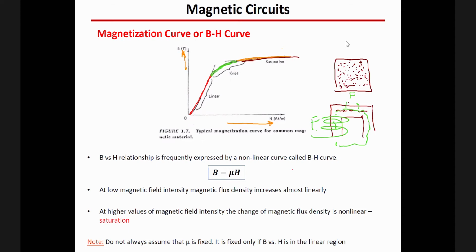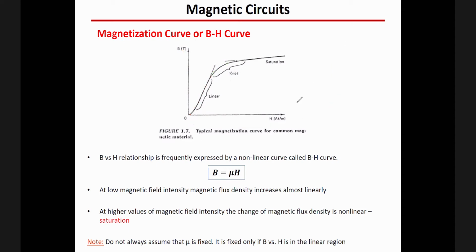Doctor, when it reaches the saturation, how will B behave in this relation, B equal mu H? Well, if we reach the saturation, as I mentioned, B will be almost constant in relation to H. But in general, the assumption that mu is constant is not valid anymore if we have this BH curve or magnetization curve.